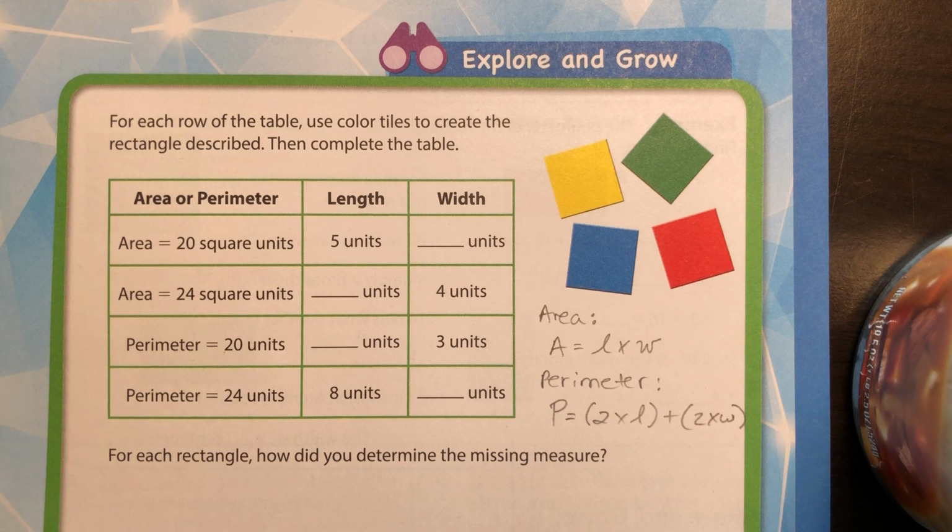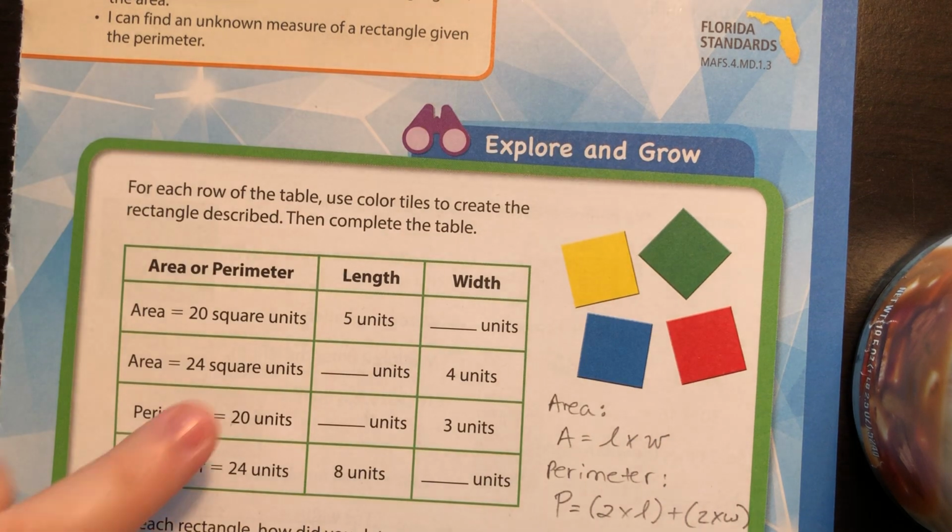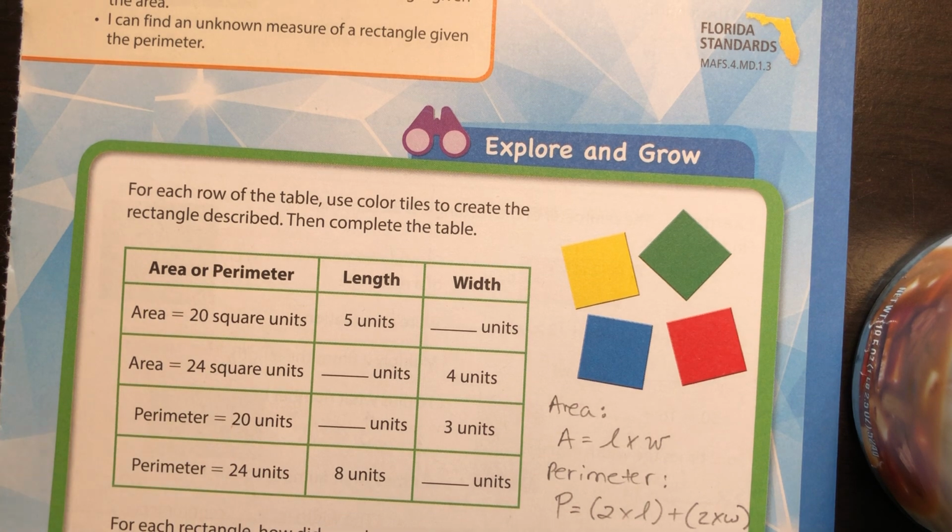I know it's kind of weird because I almost always skip it, but we do need to talk about these things right here. This is why. It says here, for each row of the table, use color tiles to create the rectangle described and complete the table. We actually don't need those color tiles. We can do this with division and math, okay?